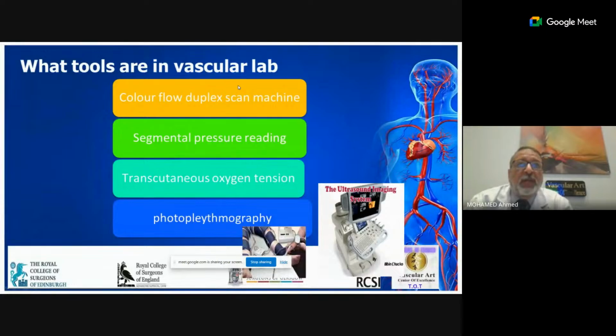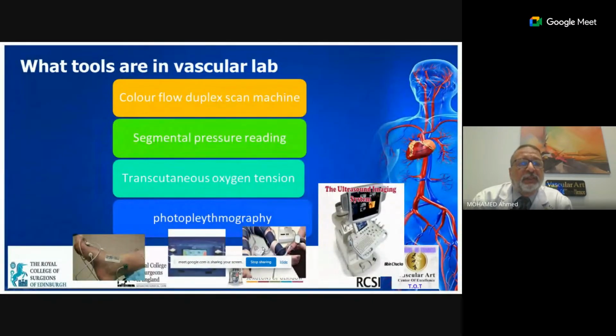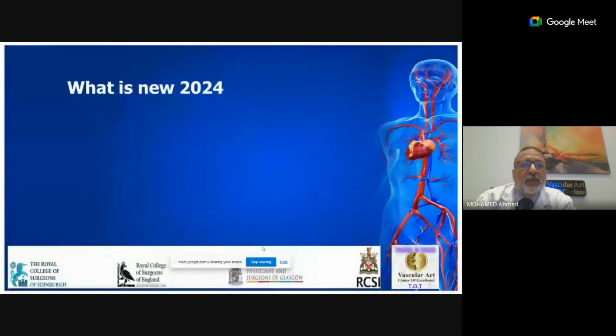And we hope that you start using the course now. Just after this lecture, you start doing duplex scan on a real patient with a real duplex machine. I will show you how simple it is to do this. These are the other modalities: the transcutaneous oxygen tension, not very common, and this is the segmental Doppler pressure reading, and this is the image for the transcutaneous pressure readings.